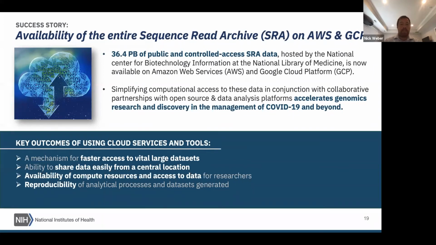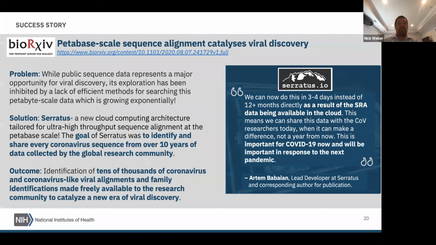And that's exactly what happened with a petabase-scale sequence alignment that was done by a company called Serratus. A petabase is 1,000 trillion bases, or 10 to the 15th nucleotide bases in these genomic sequences. They've been able to do this analysis on the cloud, because we've moved that data there, and really reduce the processing time to a few days that would have taken, in their estimation, over a year, because this data is available on the cloud.